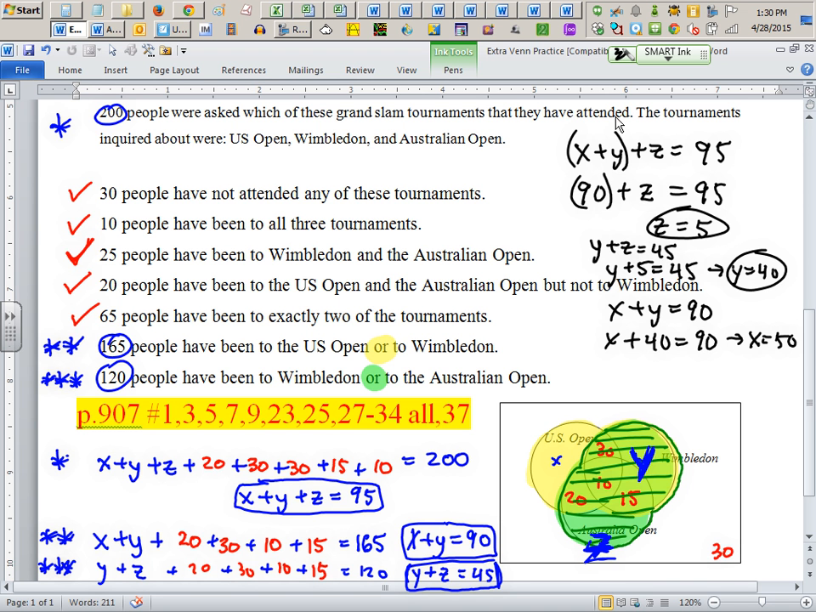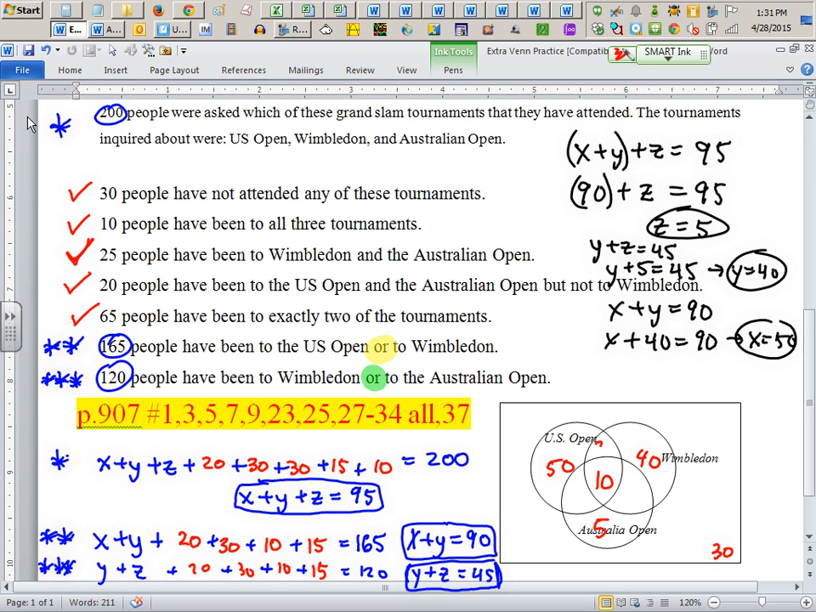So the grand finale to this problem is you're going to replace the x, y, z with the numbers. And here is the complete answer to this problem. I'll fill it in. X was 50, right here. Y is 40. Z is only 5. 10 were in the middle, remember. Thirty's up here, 20's here, and 15's here, and there's a 30 on the outside. So if you add up all the red numbers, you can see it comes out to 200, and every one of these sentences is now true.